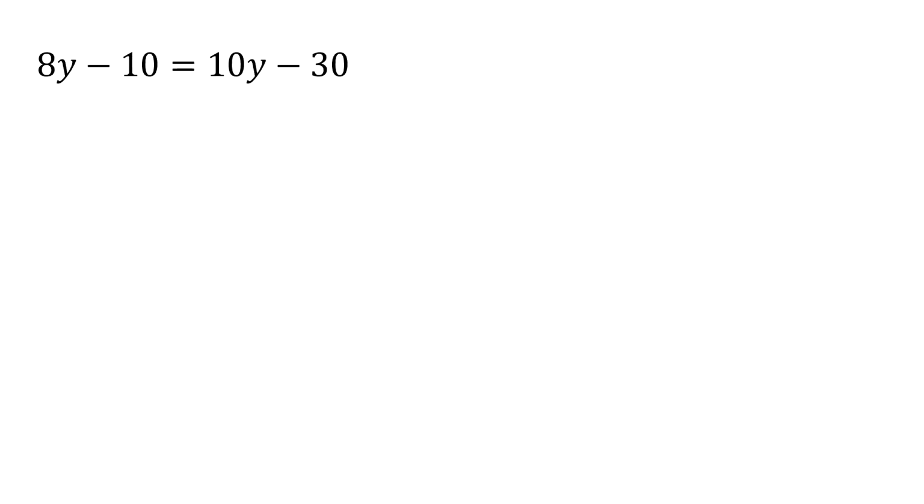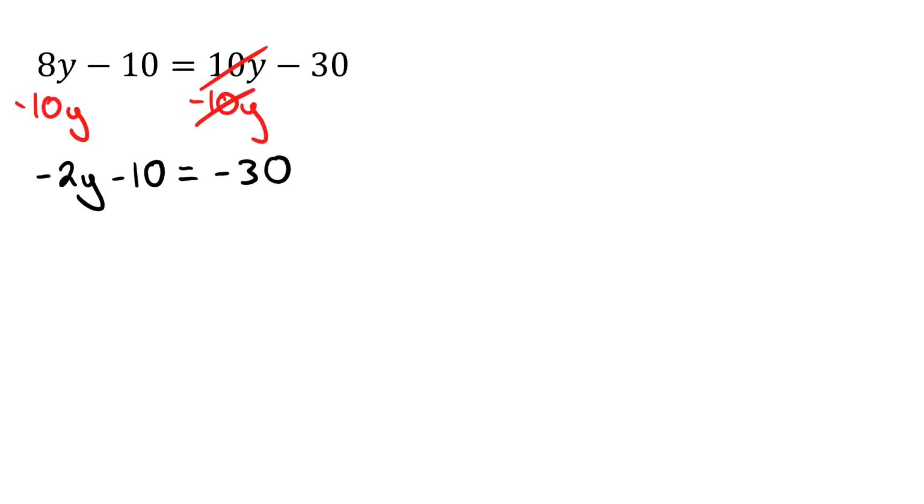So we're going to look at this one now. We're going to do the same thing. I want to bring the 10y over, so minus 10y from both sides. That cancels out. And we're left with 8 take away 10, which is negative 2y. Take away 10 equals negative 30. Let's get rid of that minus 10, so that we're getting rid of this here. And the opposite of minus 10 is plus 10 to both sides.